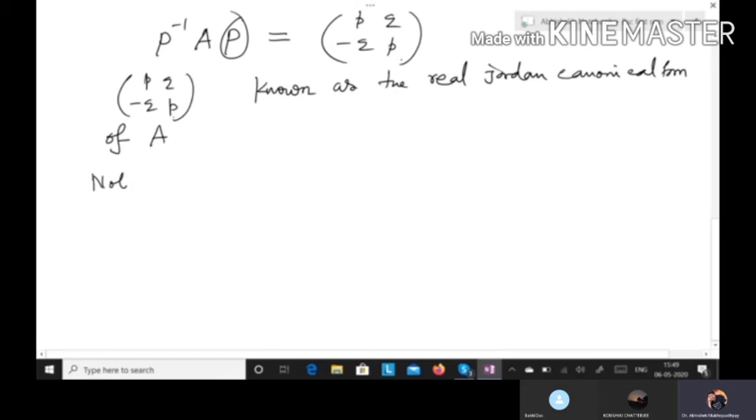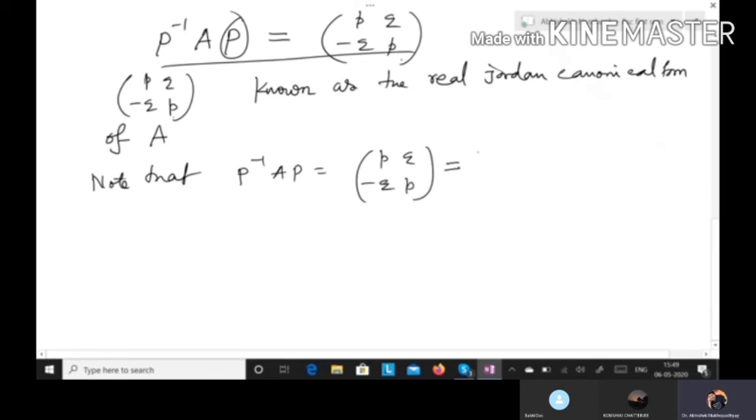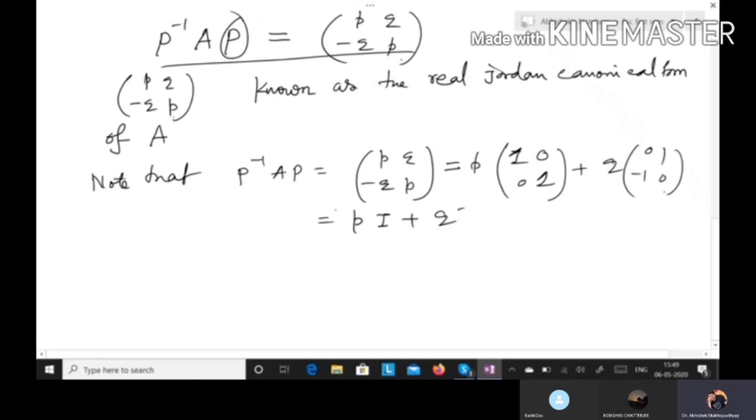Now note that from this equation we have P inverse AP equals (p q; minus q p), and this is p times (1 0; 0 1) plus q times (0 1; minus 1 0). That is pI plus qJ, where I is the matrix (1 0; 0 1) and J is the matrix (0 1; minus 1 0).